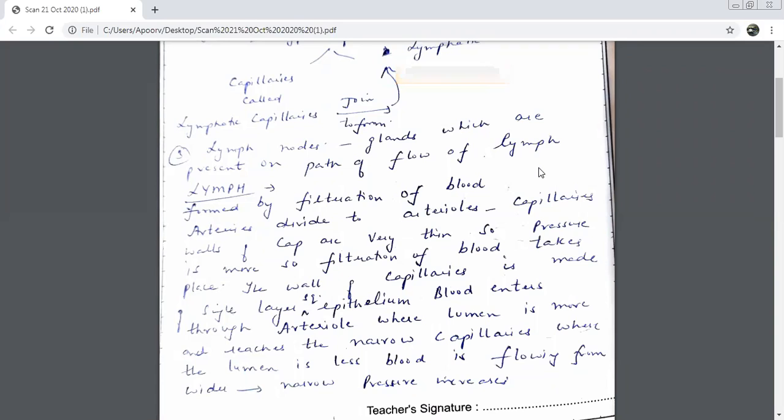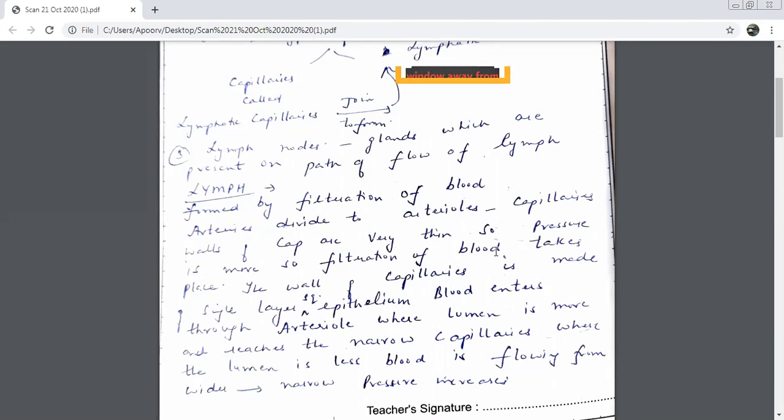The walls of the capillaries are so thin that they are made up of only a single layer of squamous epithelium. The walls of the capillaries, are they thin or thick? Very thin. They don't have multiple layers. It's a single layer, and that too the layer is very thin. And that single layer is made up of squamous epithelium cells.